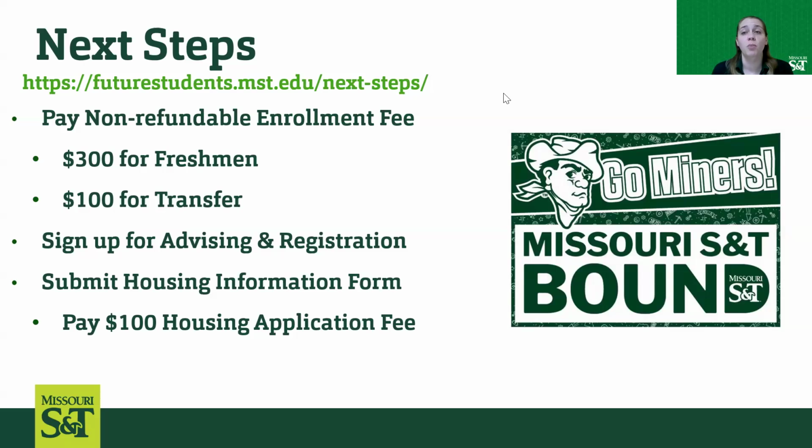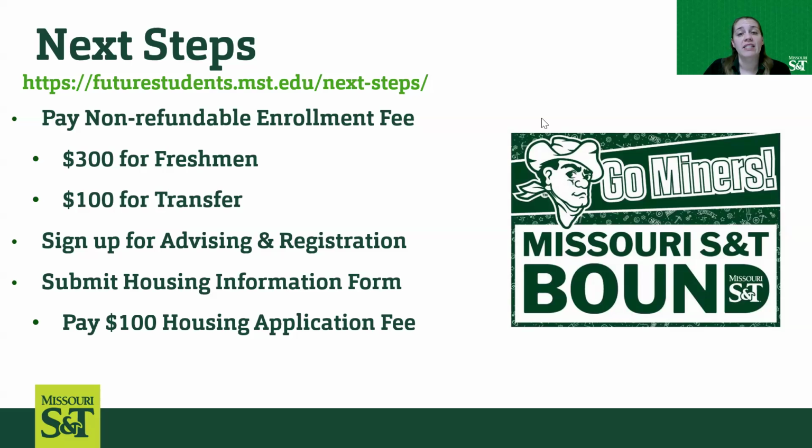So they need to pay a non-refundable enrollment fee. For freshmen, it is $300, and for transfer, it is $100. If you are a freshman and you need assistance with that enrollment fee, you will go onto your application portal and complete the enrollment fee waiver request. You do have to submit documentation. It does need to be signed by a counselor or teacher, showing that you do have economic need. As well, if you are a transfer student, then you will need to email transfer@mst.edu. So that's that first step.